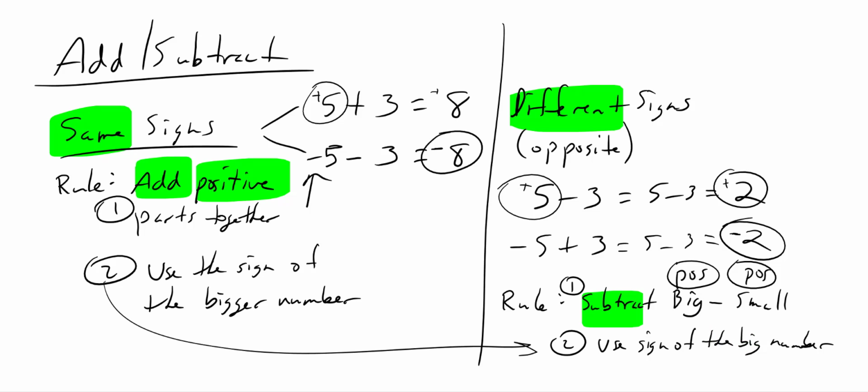Okay, subtract the positive parts. Okay, always big minus small, because you don't know how to do small minus big. It's always the biggest minus smallest. Okay, so remember, same sign, you add together and use the big sign. Different signs, you subtract, and then use the sign of the bigger number, and that's what you do.